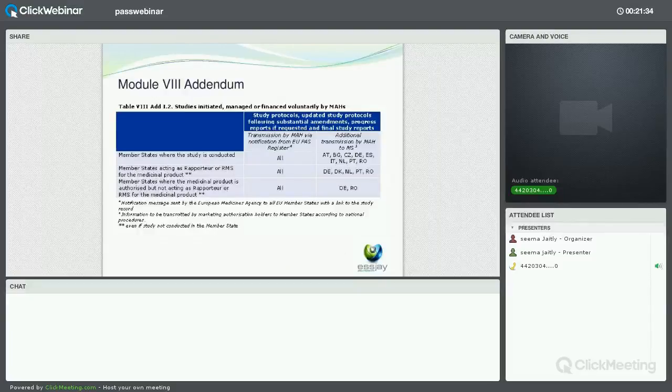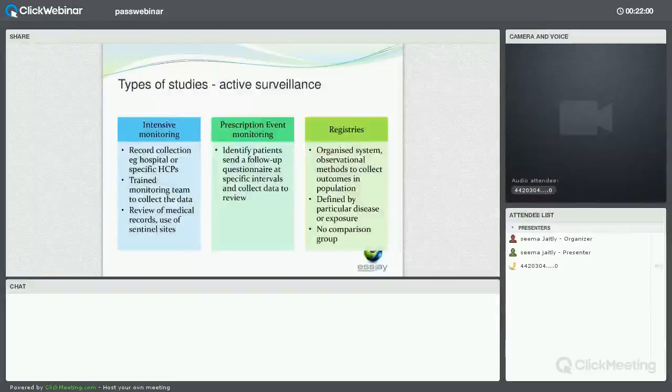Here, transmission by the marketing authorization holder is through notification of the EU PAS register, so they can get that information from the PAS register for certain countries where the study is conducted, but other countries want additional transmission directly to the National Competent Authority, and you can see them here. Okay, so you would need to look through this and make sure that you have understood what your obligations are at that time.